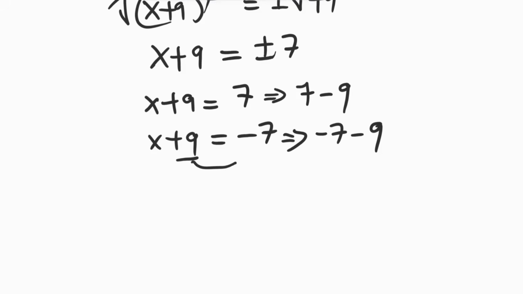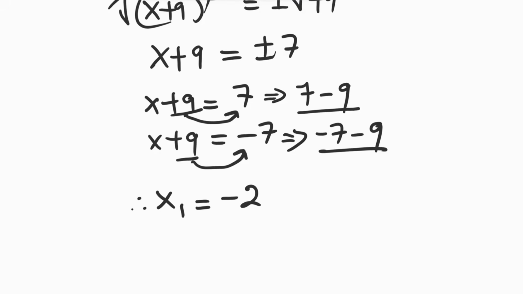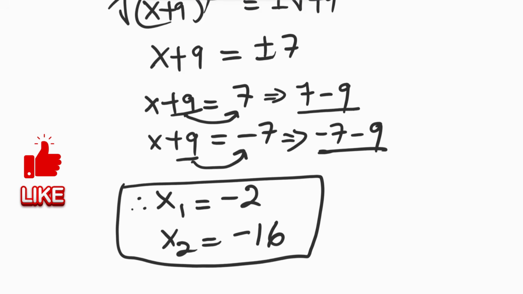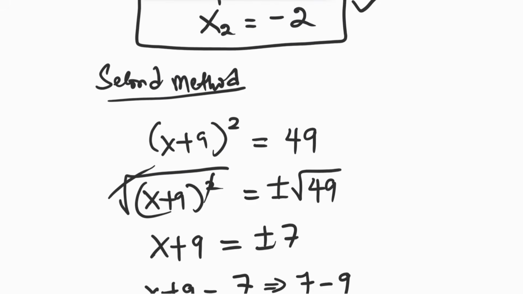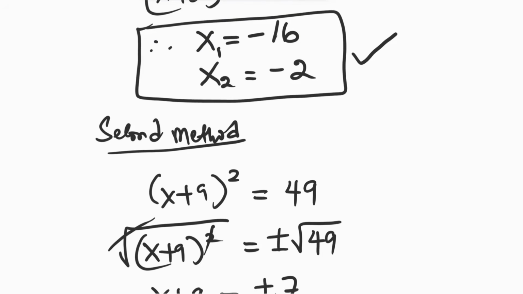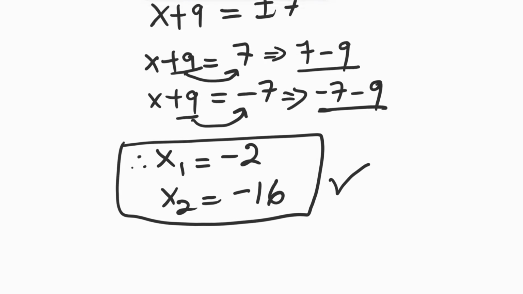So if the 9 moves over here, it becomes minus 9. The 9 moves over there, it becomes minus 9. So our first x, our x1, is 7 minus 9, which will give us minus 2. And our x2 is minus 7 minus 9, which will give us minus 16. So that's exactly what we got using the first method, minus 2 and minus 16.